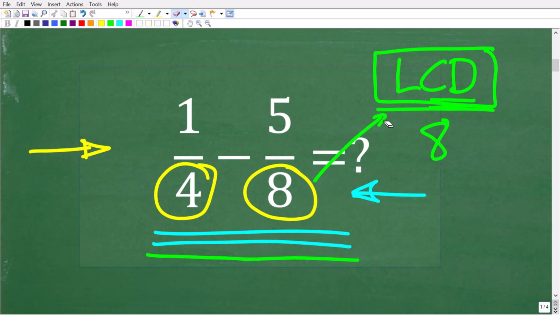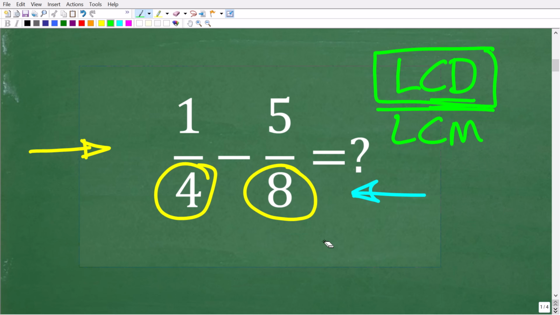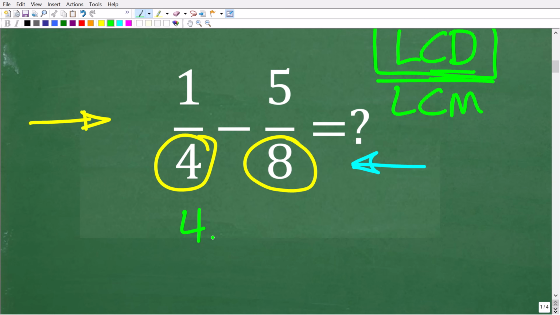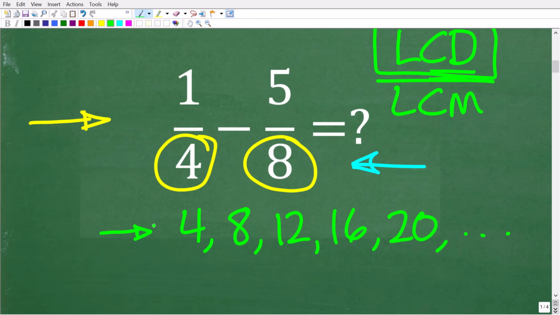Now, there's another way we can think of the LCD, and that is as the LCM, the lowest common multiple of these numbers down here. So what are multiples? Well, let me show you this real quick. Here we have 4. Multiples of 4 are 4 times 1, that is 4. 4 times 2 is what? That is 8. 4 times 3 is 12. 4 times 4 is, of course, 16. And 4 times 5 is 20, etc. So these are multiples of 4. We can take 4 and multiply it by different numbers and end up with these numbers right here.